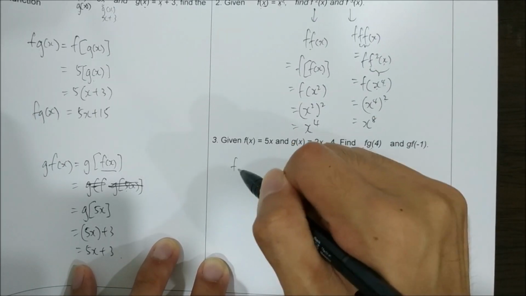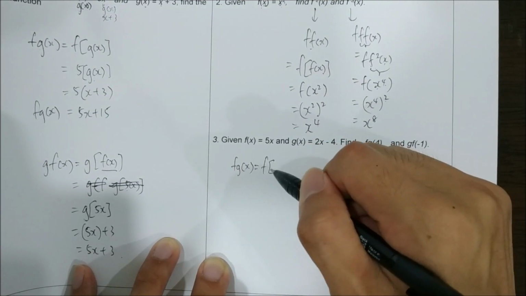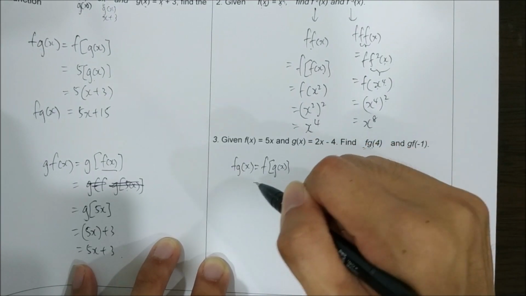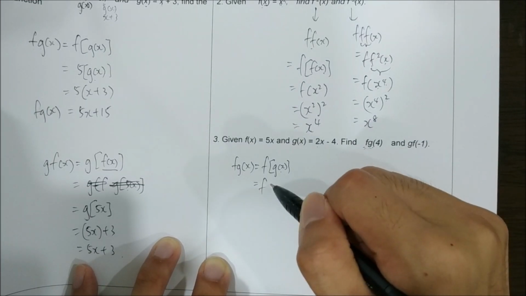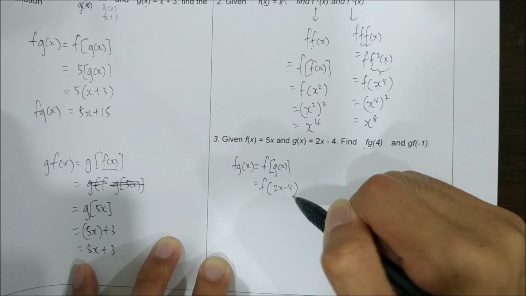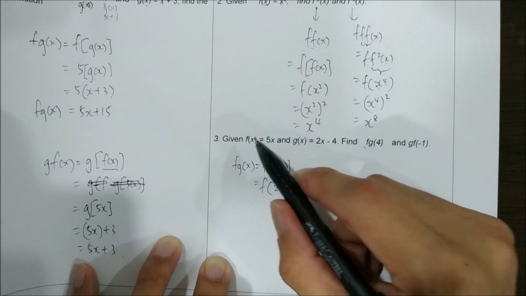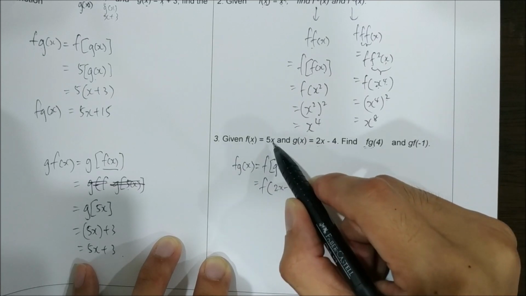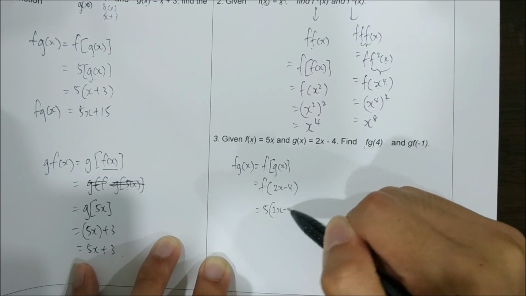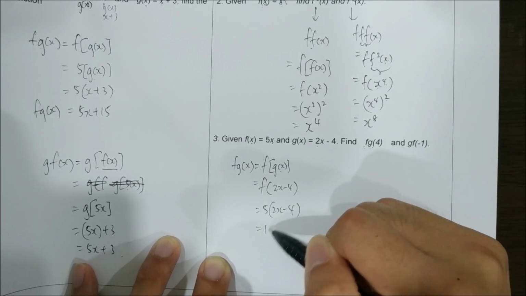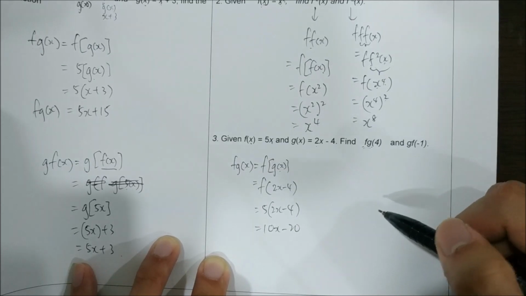Okay, so fg(x) is, g is inside here, inside the f. So we replace the g(x) with 2x minus 4. Now it means that the 2x minus 4 we substitute into here. So you get 5 times (2x minus 4). You get 10x minus 5 times 4, which is 20.